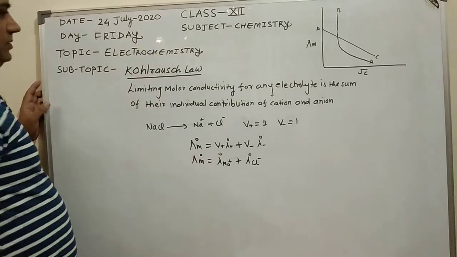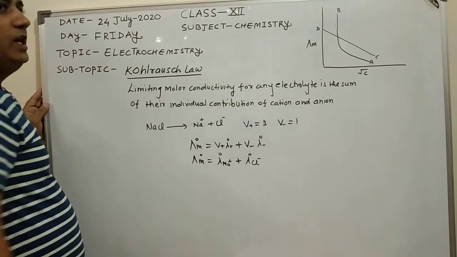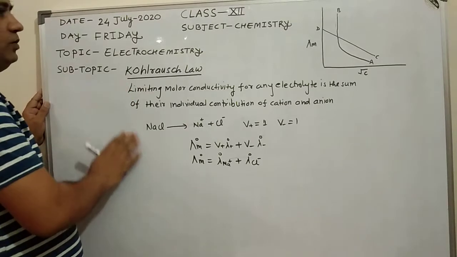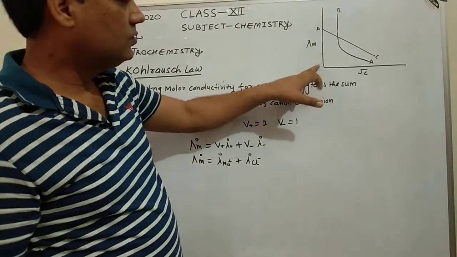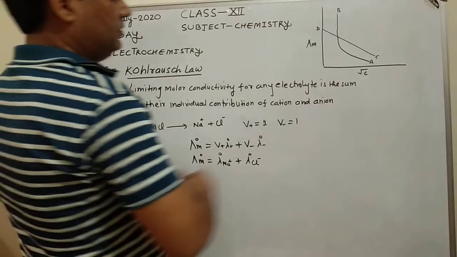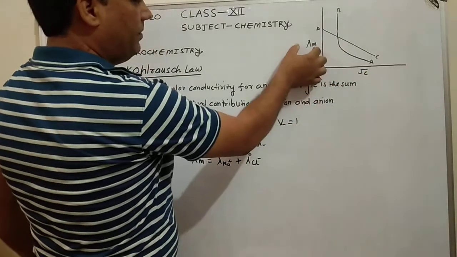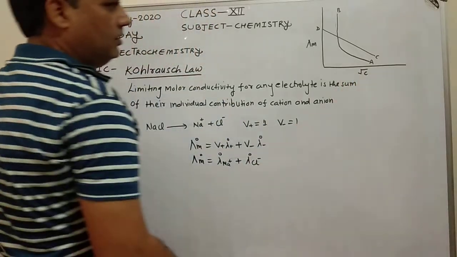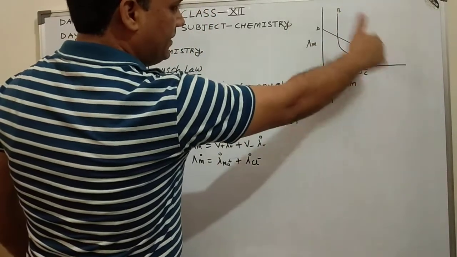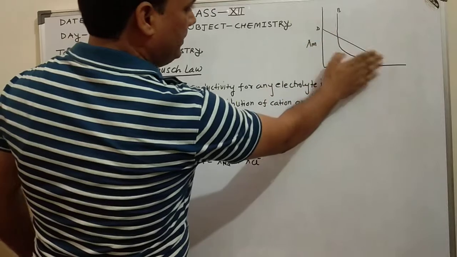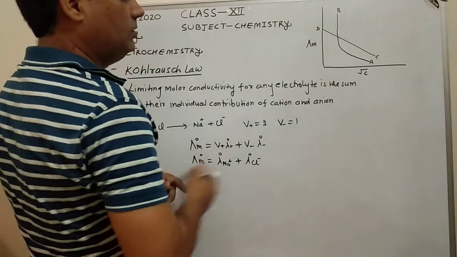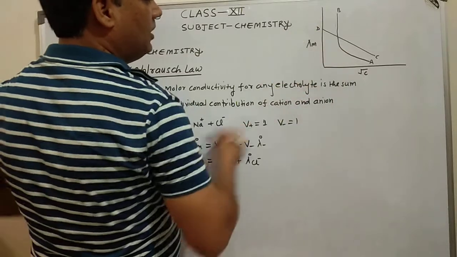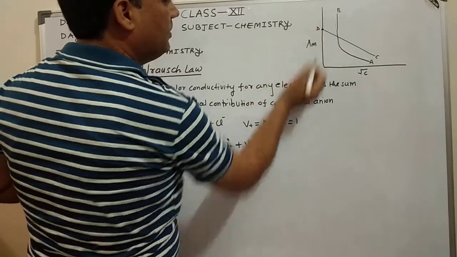Today I am going to discuss the last topic of electrochemistry. Before I discuss it, I want to discuss one question. This is a particular graph. Lambda m is the molar conductivity and root c is the concentration. Find out which line represents strong electrolyte and which line represents weak electrolyte. Because in the previous video I have discussed molar conductivity and limiting molar conductivity. This is limiting molar conductivity.